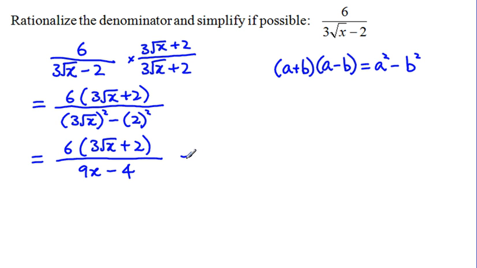Or at the very end, if you like, you can distribute the 6 into the parentheses and make it become 18 radical x plus 12, and then over 9x minus 4. Okay, so either one should be an acceptable answer.